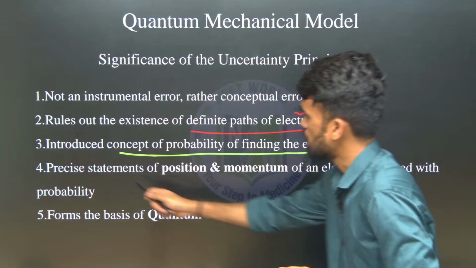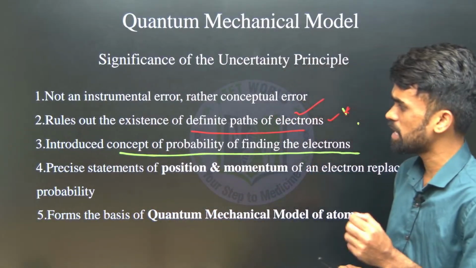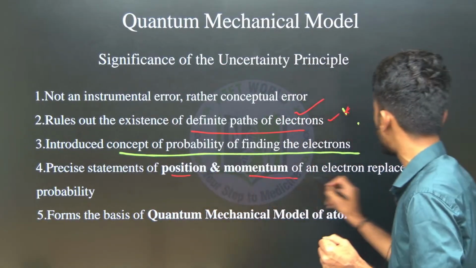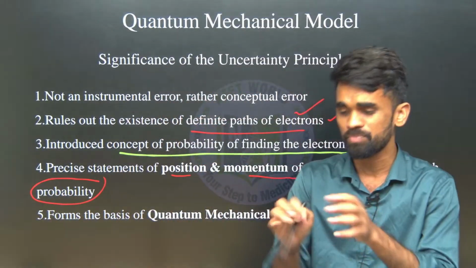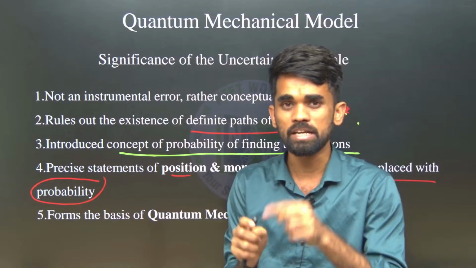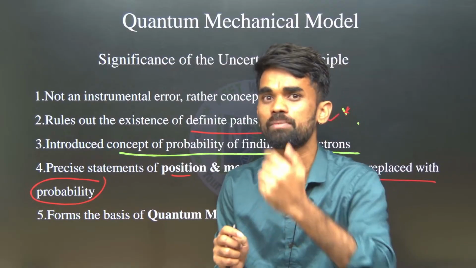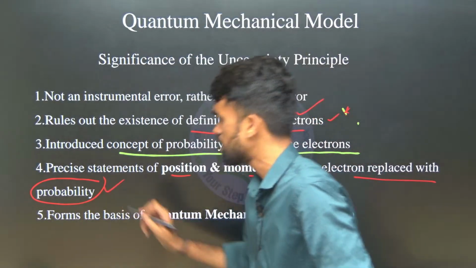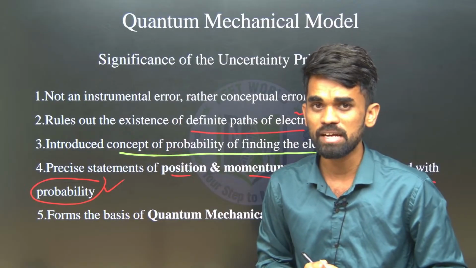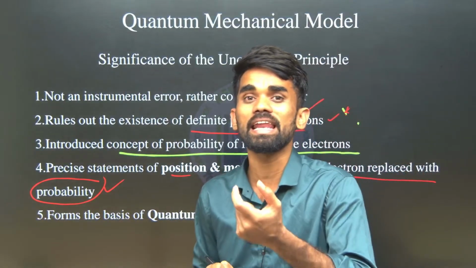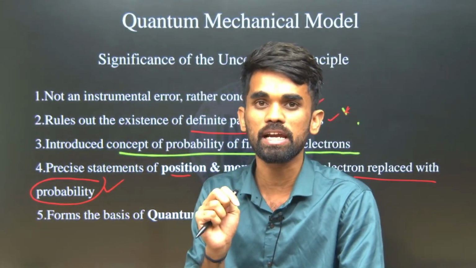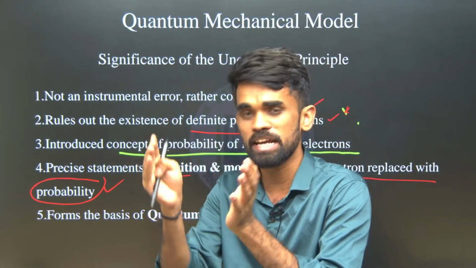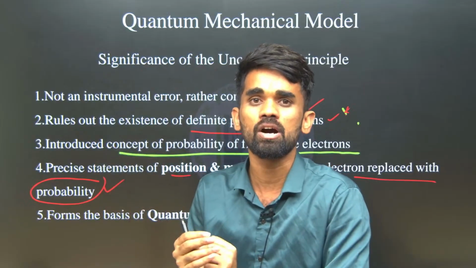Next, the precise statements of position and momentum of the electron are replaced with probability. The definite circular paths are now replaced by probability terms. So we now say the probability of finding an electron is maximum in a given region around the nucleus, and this is now called an orbital.